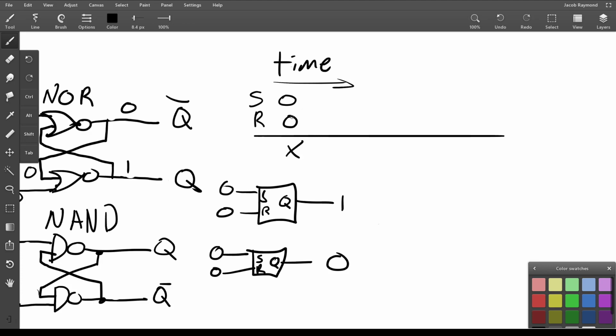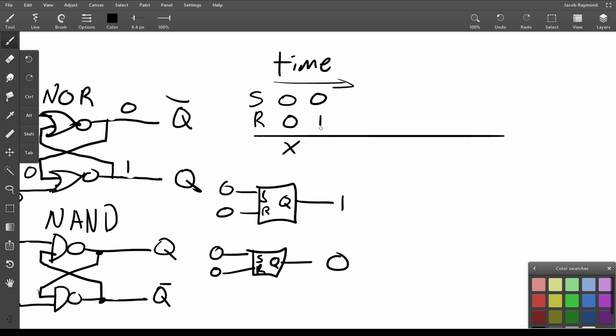So if I initially input 0, 0, I don't know what state it was currently at. I'll just put an X here, and that just means I don't know. If the SR latch was holding a 0, like if there was another column here and it was holding a 0, well, then this would be a 0. But if it was a 1, then this would be a 1. So I just don't know, right? This is my first input, so I don't know.